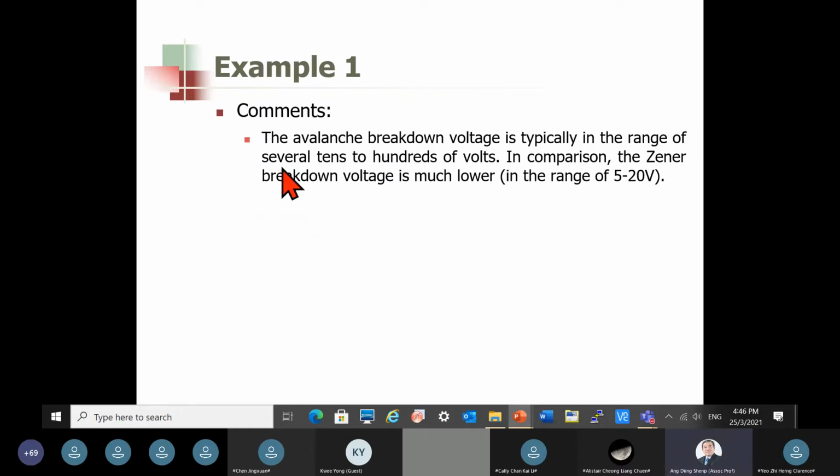In comparison, the Zener breakdown voltage is much lower. Remember, we discussed that the theoretical Zener breakdown voltage is actually very small. But at that point, the tunneling current may not be very significant, and generally significant tunneling current can only be observed a couple of volts higher than the theoretical value. So the Zener breakdown voltage is usually in the range of about 5 to 20 volts, in fact usually 5 to 10 volts. It is smaller compared to the avalanche breakdown voltage, which can range from several tens to several hundreds of volts.